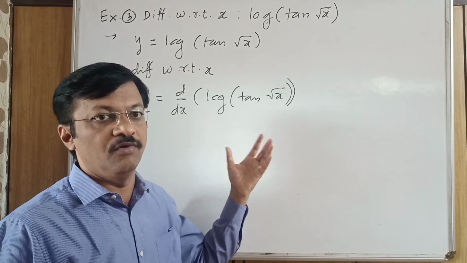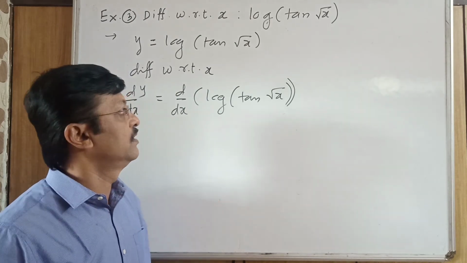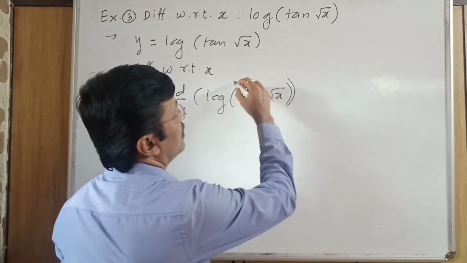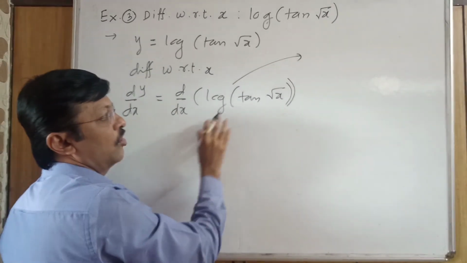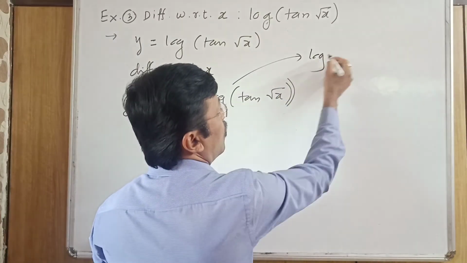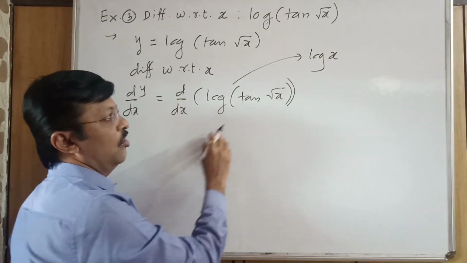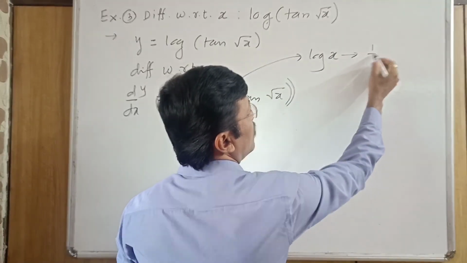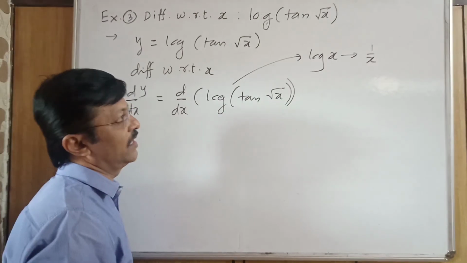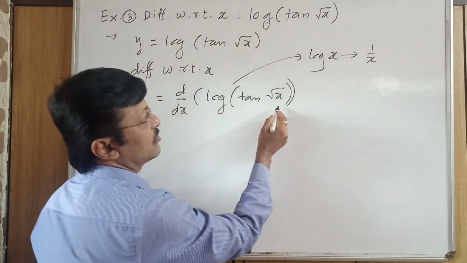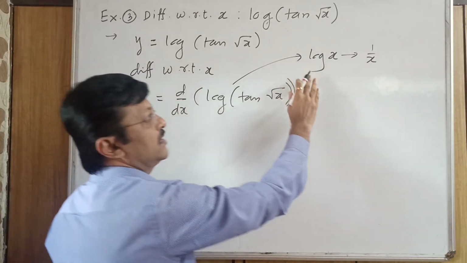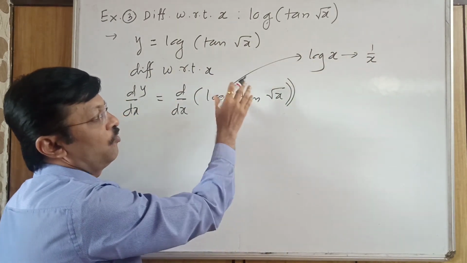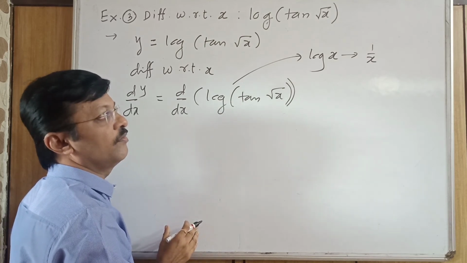But as you know, we are using the direct method of solving examples on chain rule. So what we do is we compare log of tan of root x with the standard function similar to this. Log of tan of root x looks like log of x, whose derivative is 1 upon x. Directly we know that. So the derivative of log of tan of root x will be similar to this. Log of x's derivative is 1 upon x. So log of tan of root x, its derivative should be 1 upon tan of root x.